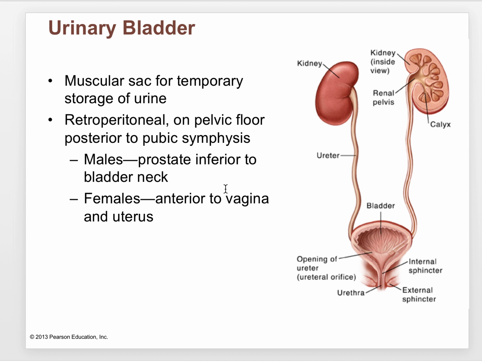Now moving to the bladder. The bladder is a muscular sac that's used to temporarily store urine. It's also retroperitoneal. In males, the prostate is inferior to the bladder. The prostate will be down here. In females, it's anterior to the vagina and the uterus.